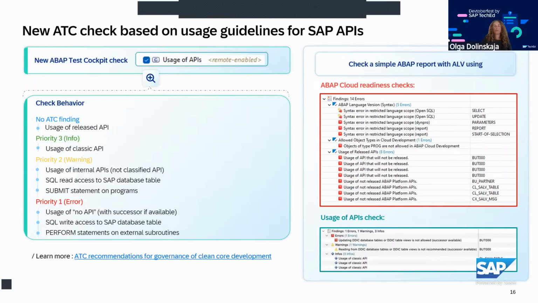On the screenshot on the right-hand side of this slide, you see just one example which demonstrates how the ATC errors go down if you use this new clean core check, usage of APIs, which is based on usage guidelines for SAP APIs, instead of ABAP Cloud readiness checks, which are based on usage of released APIs. And you see how the findings go down. On the first screenshot, you see the 14 errors. On the second one, you see only 1 error, 1 warning, and 3 infos.